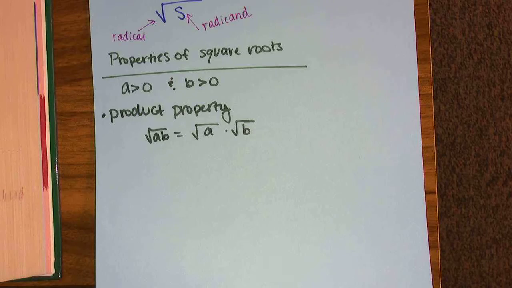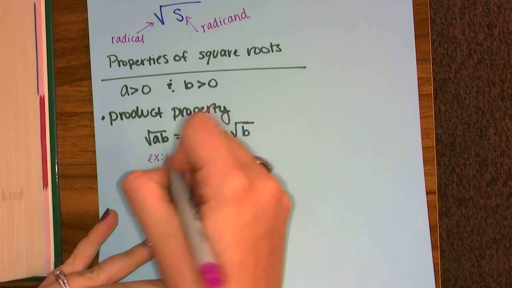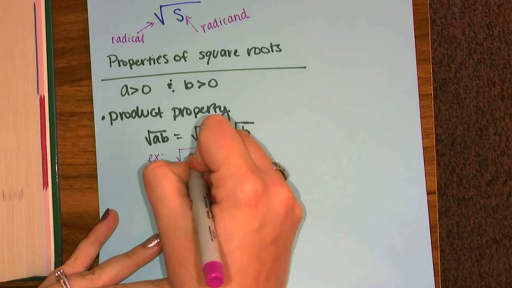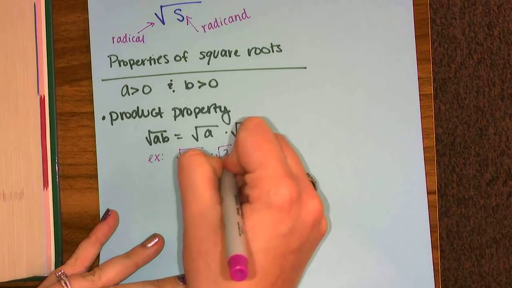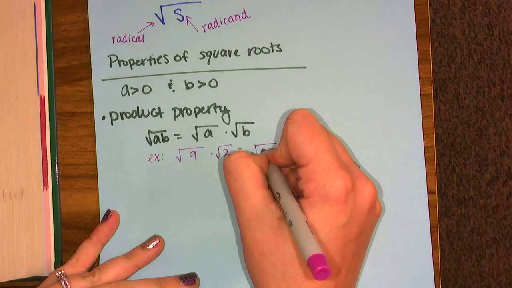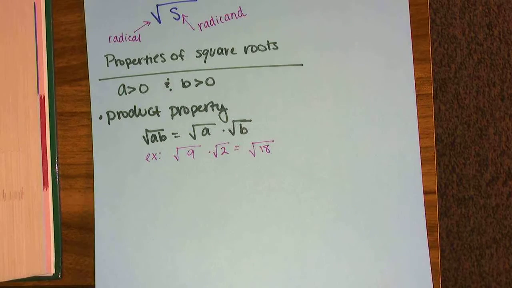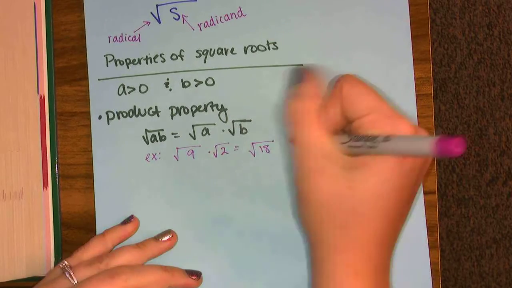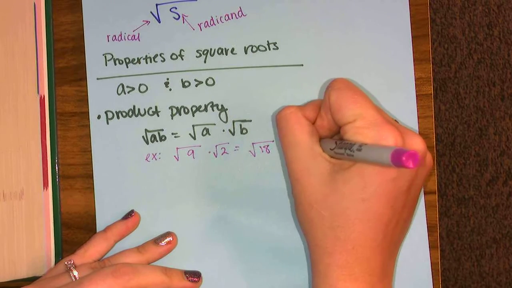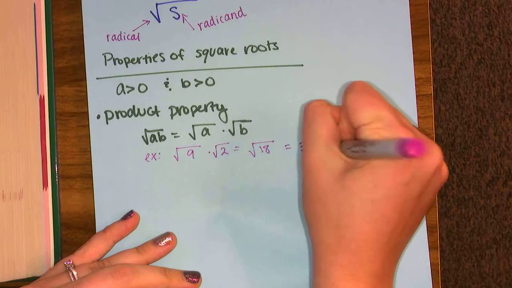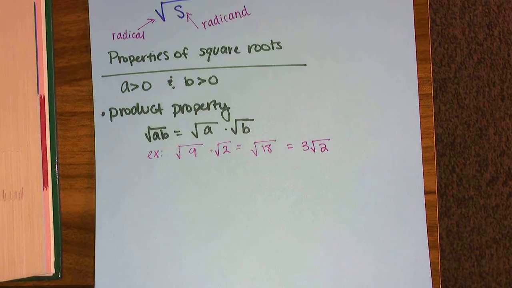So basically, a little example. The square root of 9 times the square root of 2 is equal to the square root of 18, which is 9 times 2. Okay, which then could be simplified down into 3 square root of 2, because the square root of 9 is 3. Okay, so that could also be broken down that way.